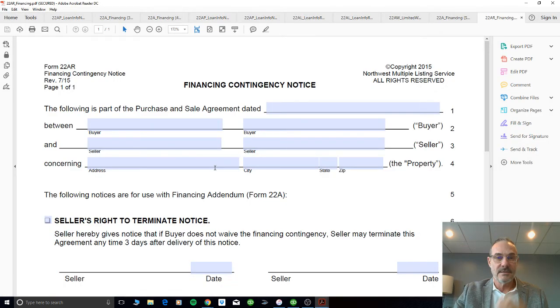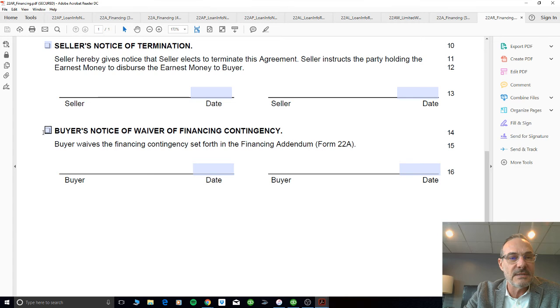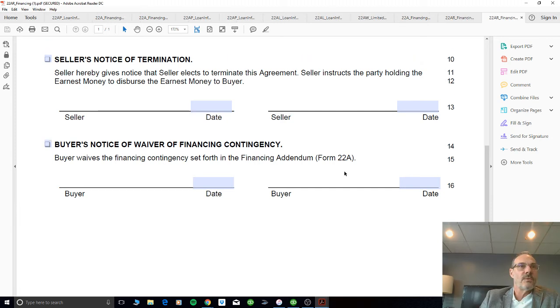But you're putting in with it 22AR, and at the bottom, you'll check the third box, buyer waives the financing contingency set forth in the financing addendum. Okay? Which box? The third one. There are 3 boxes. If you open 22AR, there's seller's right to terminate, seller's notice of termination, buyer's notice of waiver of financing contingency.